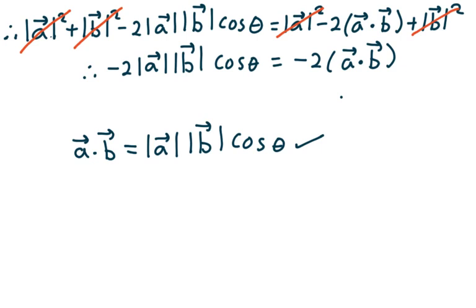And so we have to assume the law of cosines to prove this dot product formula. Or if you want to prove the law of cosines, you have to assume this dot product formula. So it works in reverse. But the assumption of one will prove the other result.